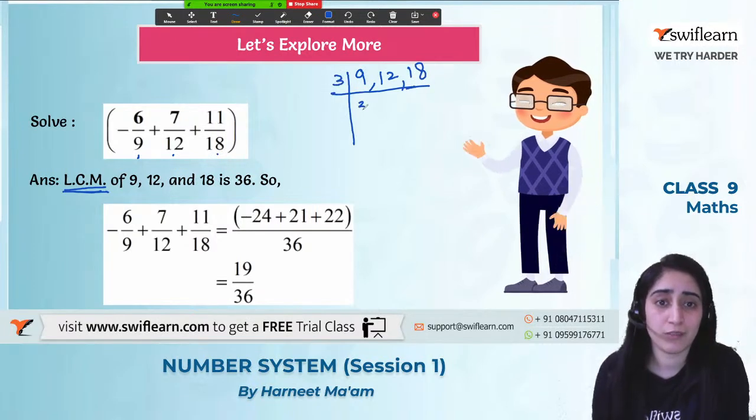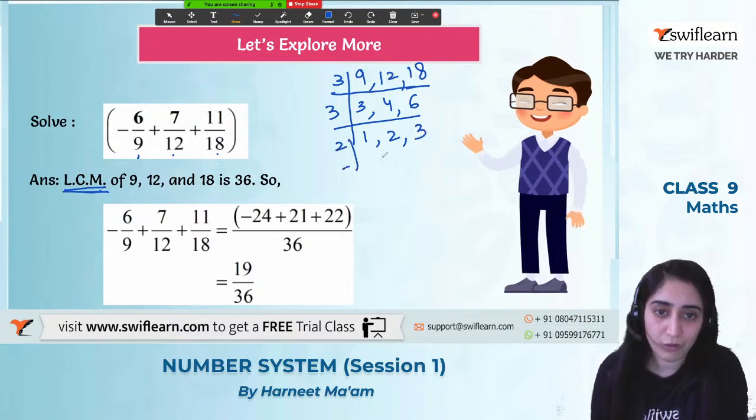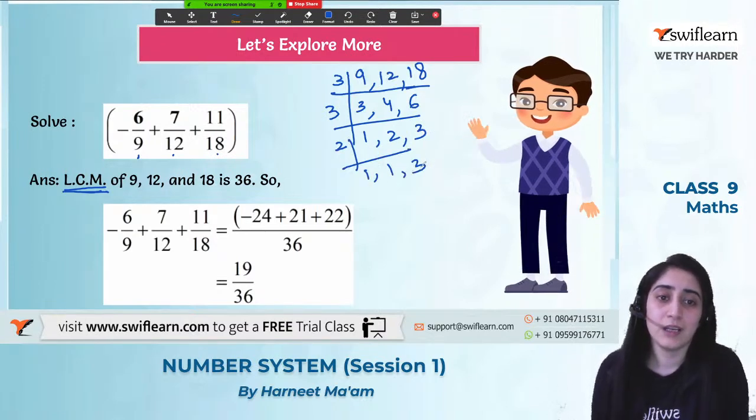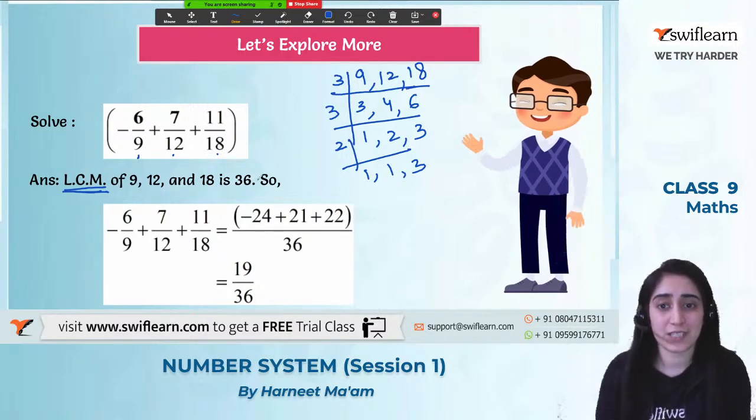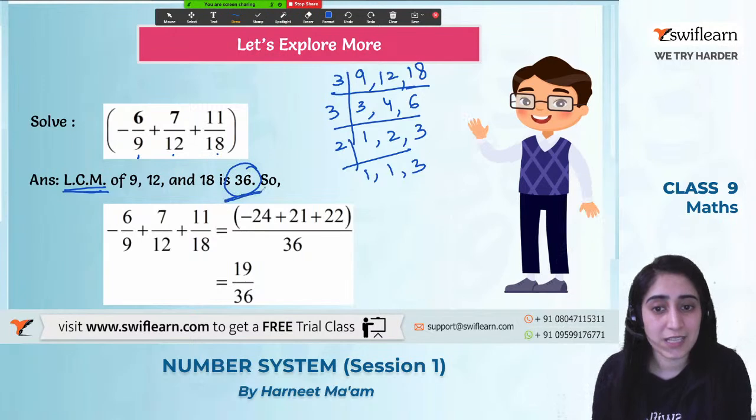3 is a common one. 3, 4, 6. Now what is common? 3. 1, 2, 3. Now again we can divide by 2 if I want. Okay, 1, 1 and 3. So 3 into 2 is 6. 6 into 9 is 9, 18, 27, 36. So 36 is the LCM.